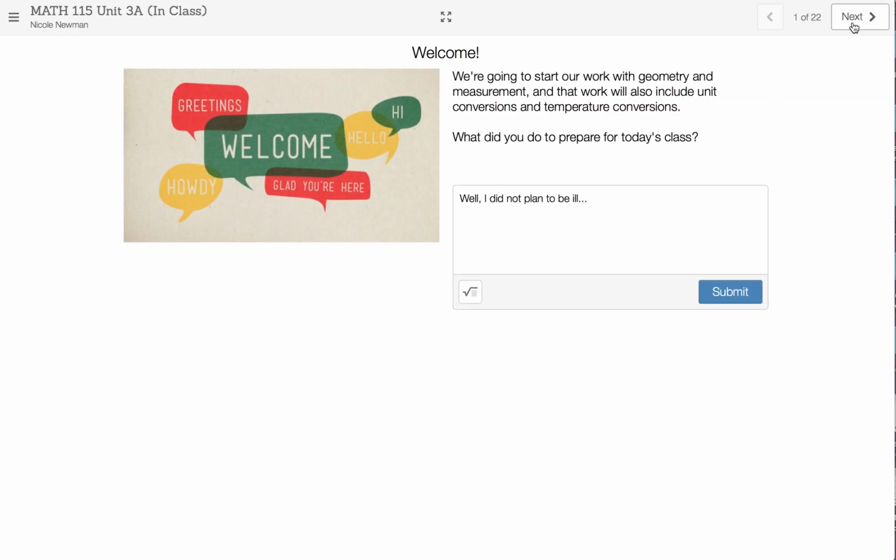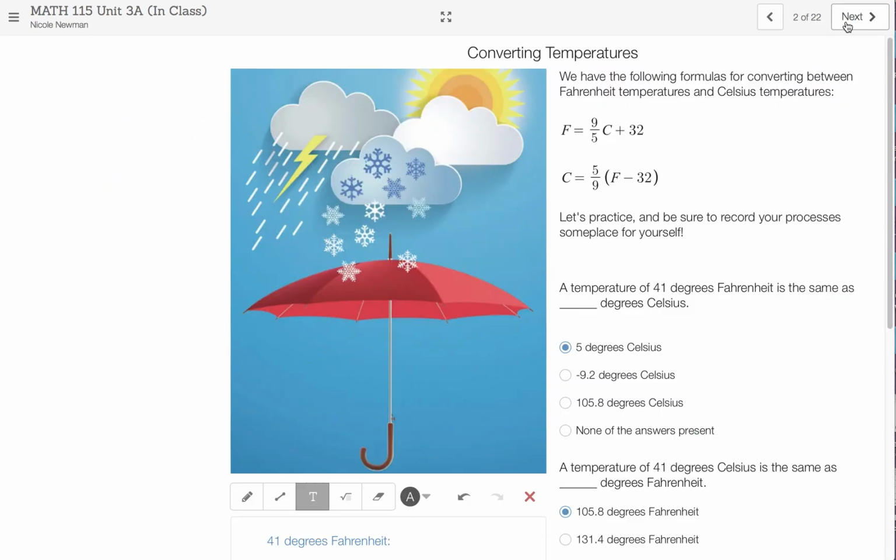Hello, math group. Here's a quick set of solutions for the Desmos activity that we would have done together in class this week. So, I was all ready for you. I did not prepare to be ill, but we shall try to make up for that.